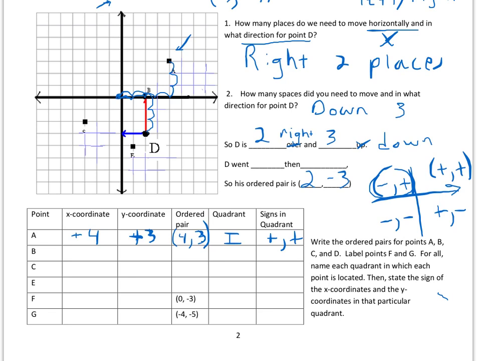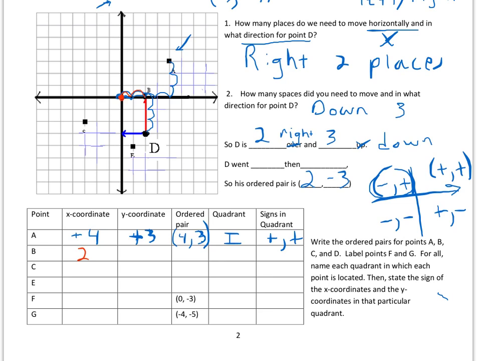Let's do point B. Okay? So to get to B, again, start at the origin. And do this one in red. Start at the origin. And then how many places, I always start off asking left or right. How many places right do I need to move? Well, I need to move 1, 2. Okay, I moved a positive 2, so I know I moved right 2, so I know it's positive.